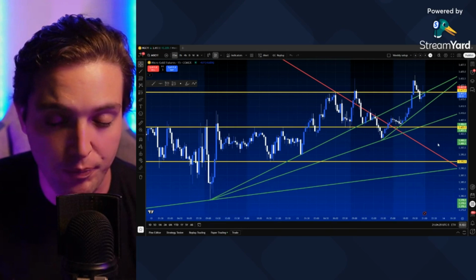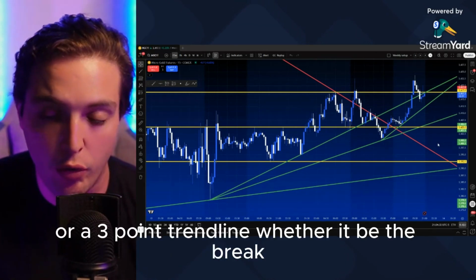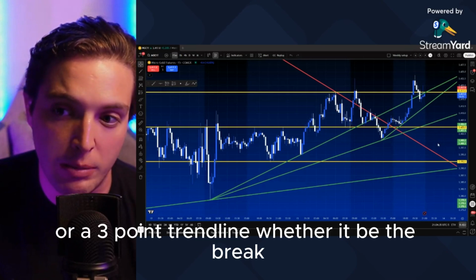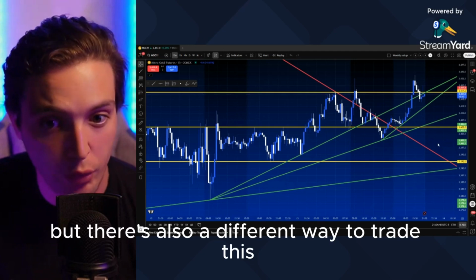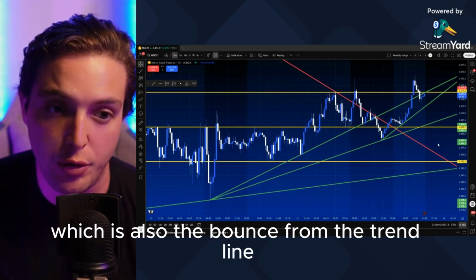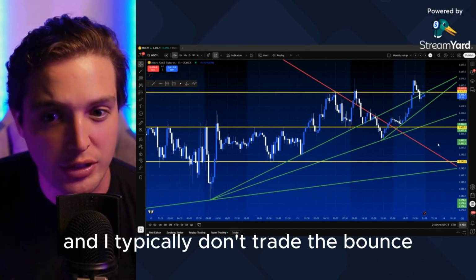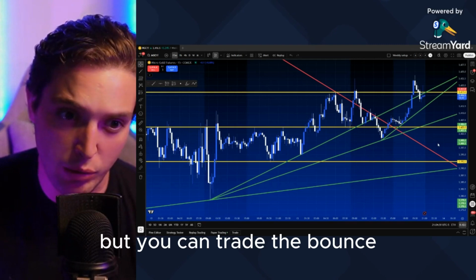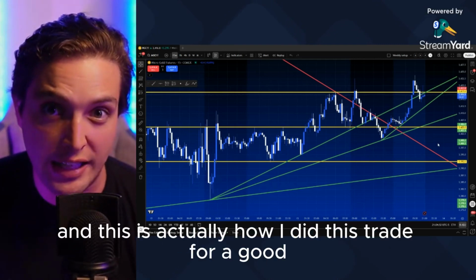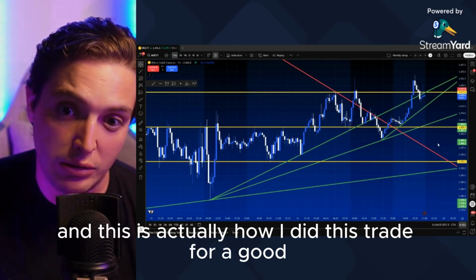I'm a trend line trader, which means that whenever I see a 2 point trend line or a 3 point trend line, whether it be the break, I would take a trade. But there's also a different way to trade this, which is the bounce from the trend line. And I typically don't trade the bounce. I typically do trade the break just because that's what I'm used to doing. But you can trade the bounce, and this is actually how I did this trade for a pretty solid win.